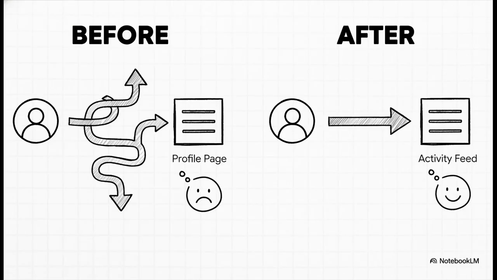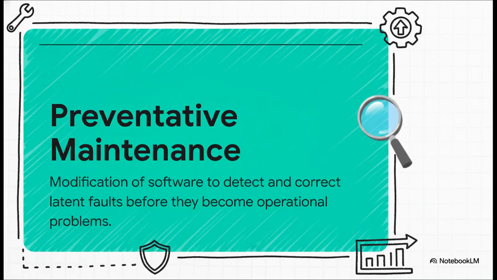Here's a perfect everyday example. You notice from user feedback that every single time someone logs in, the first thing they do is click away from their profile page to go to their activity feed. So, what do you do? You make a simple change. Now, when they log in, they land directly on the activity feed. The app wasn't broken before, right? But now it's just better, more intuitive. It's been perfected. And that brings us to our 4th and final type, preventative maintenance.